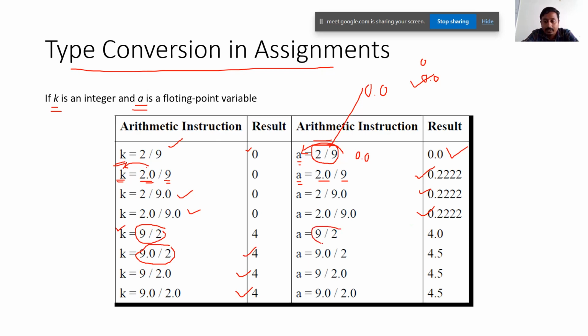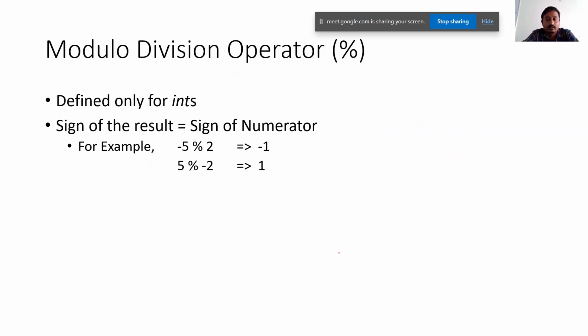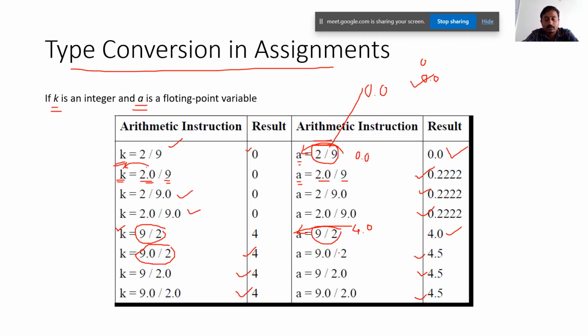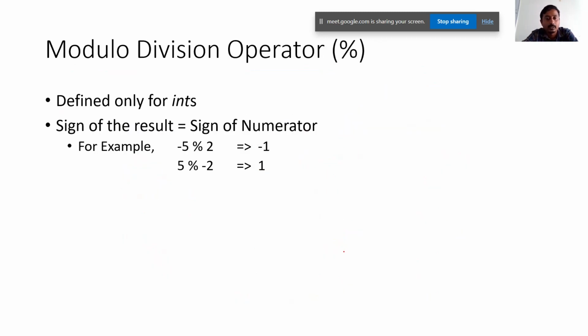Again here we have integer by integer, so the result will be an integer only, and that is assigned to the floating point variable, so it will be promoted to floating point and you will get 4.0. Similarly for this example also. All these examples are taken from the Let Us C book, so for more explanation you can refer to the Let Us C book.